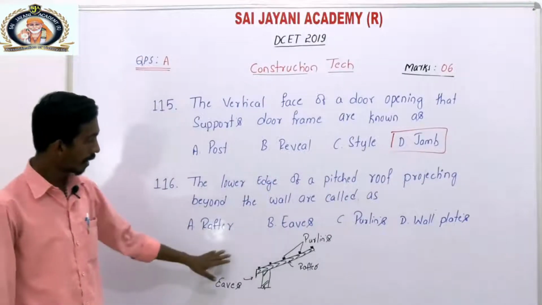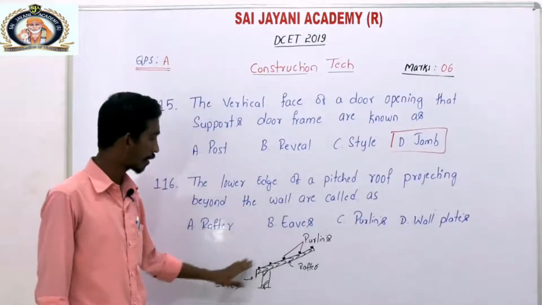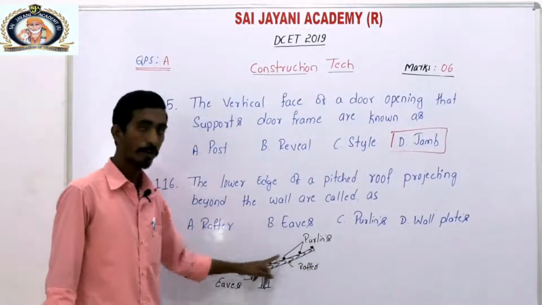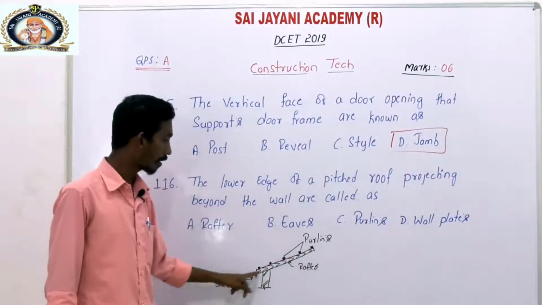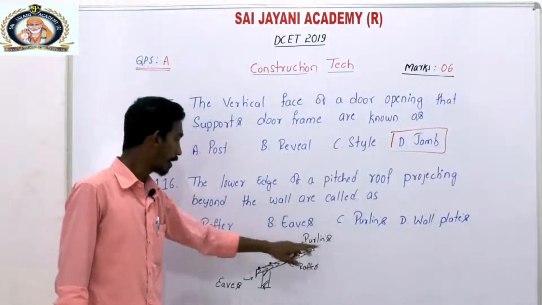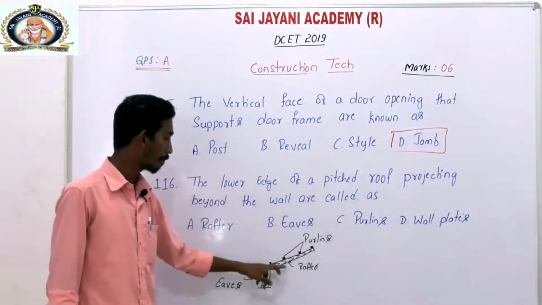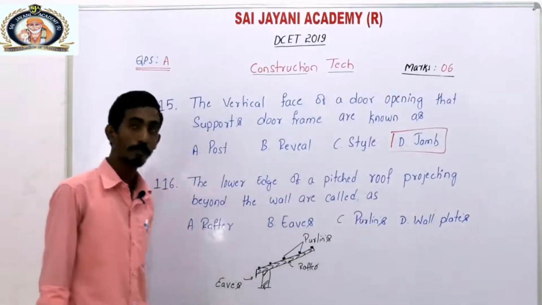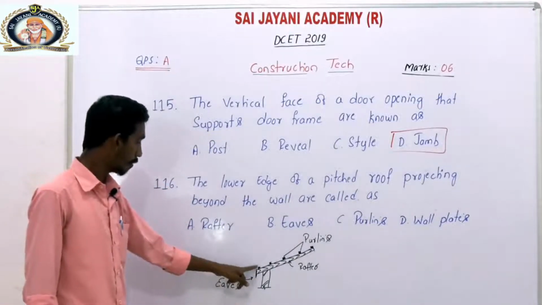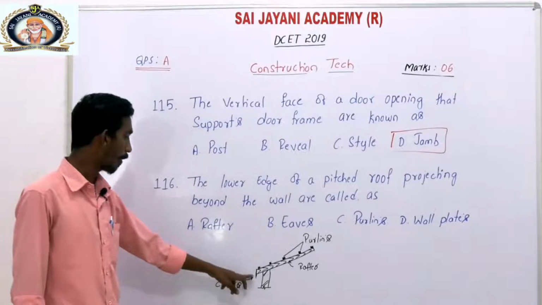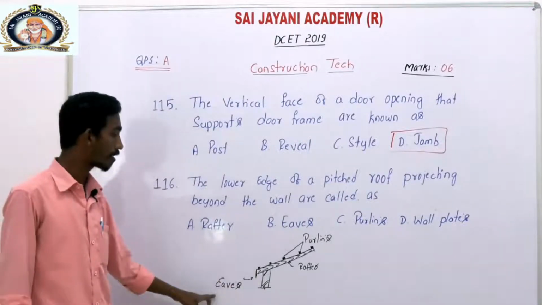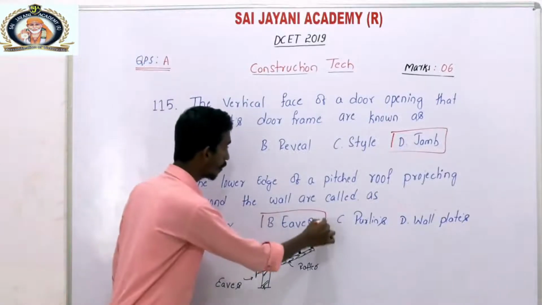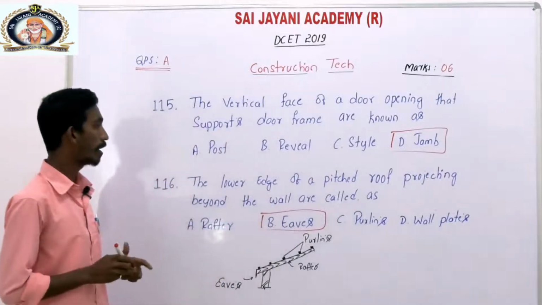These are the options. Here we have a typical cross section of a pitched roof. This is a masonry wall and this is the pitched roof. Here the main portion, the inclined member from the ridge to the wall side, is called a rafter. Then the wooden pieces or planks laid over this rafter are called purlins. Then the projecting plate or projecting wood provided beyond the wall is called eaves. Therefore, the right answer for question number 116 is eaves. Eaves are provided beyond the wall.